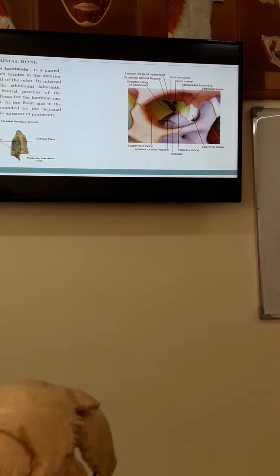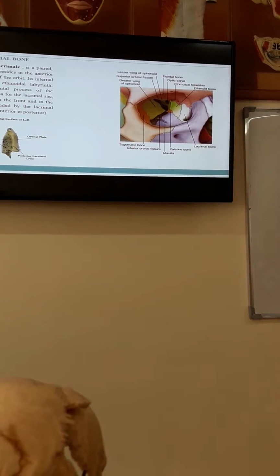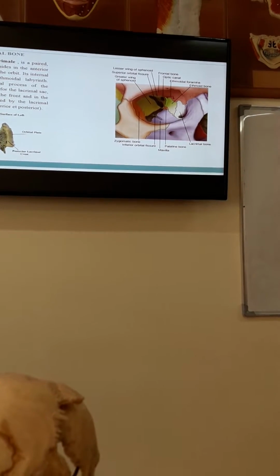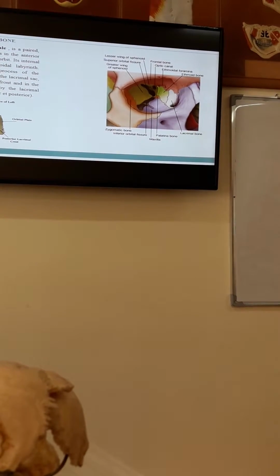Remember please, we have not one lacrimal depression, but two. One is located in the lateral part of the frontal bone. In the medial part of the frontal bone we have the trochlear depression. The second is located on the lacrimal bone, which forms the medial wall of the orbit.